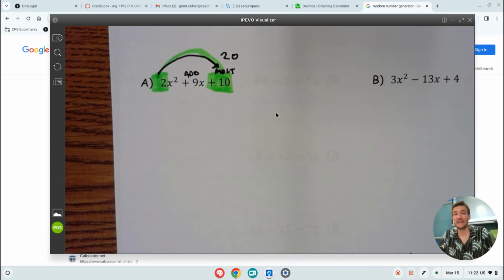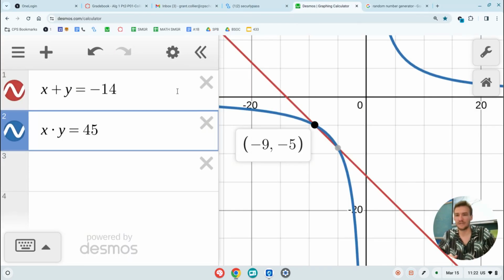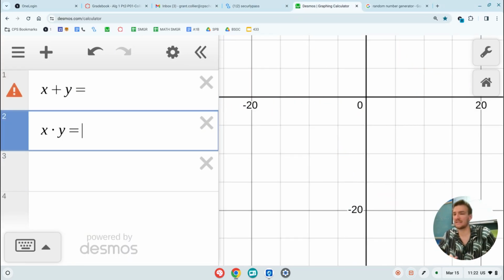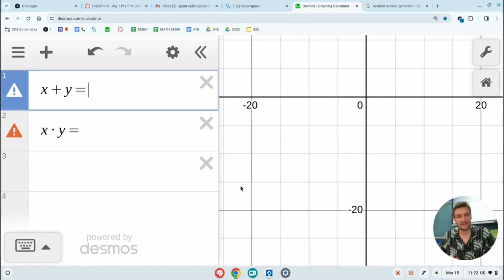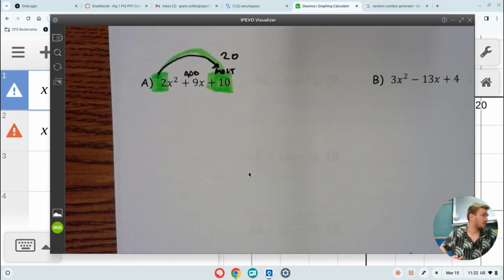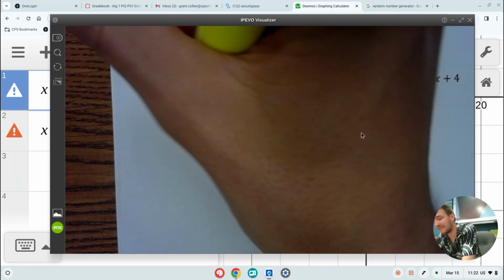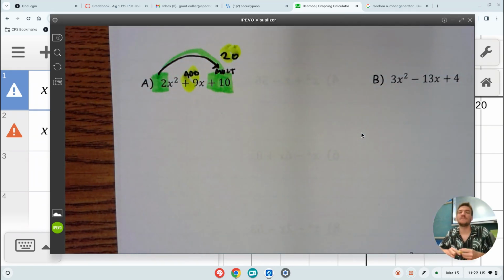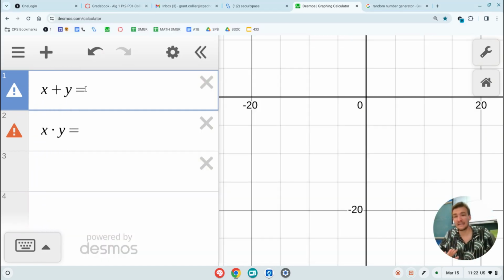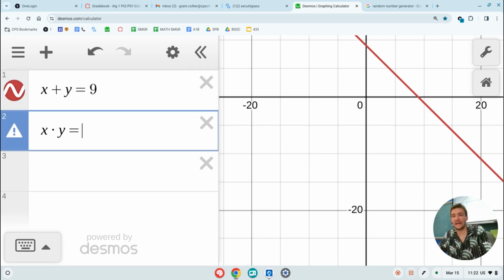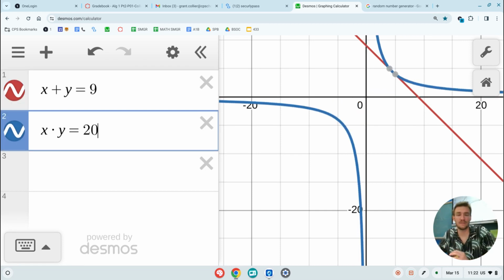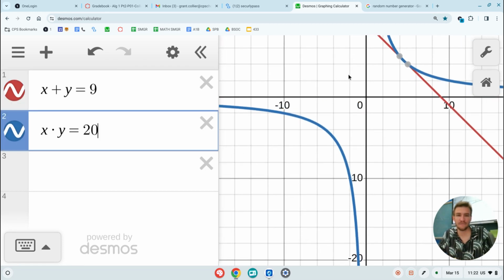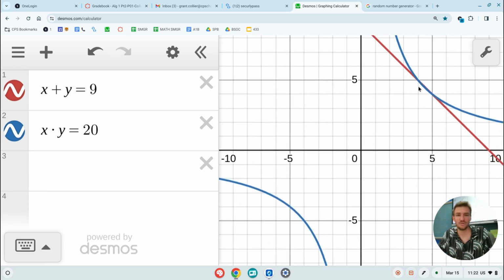And now that we've done that, 2 times 10, which wasn't very hard, we're going to go to Desmos, and we're going to use our same strategy. This time, the 2 numbers that we're going to use are the 2 numbers that we haven't used yet, right? We haven't used the 9 yet, and we haven't used the 20 yet. So now we're going to use 9 as the add number and 20 as the multiply number, just like we did before. Make sure you're not zoomed in too far.